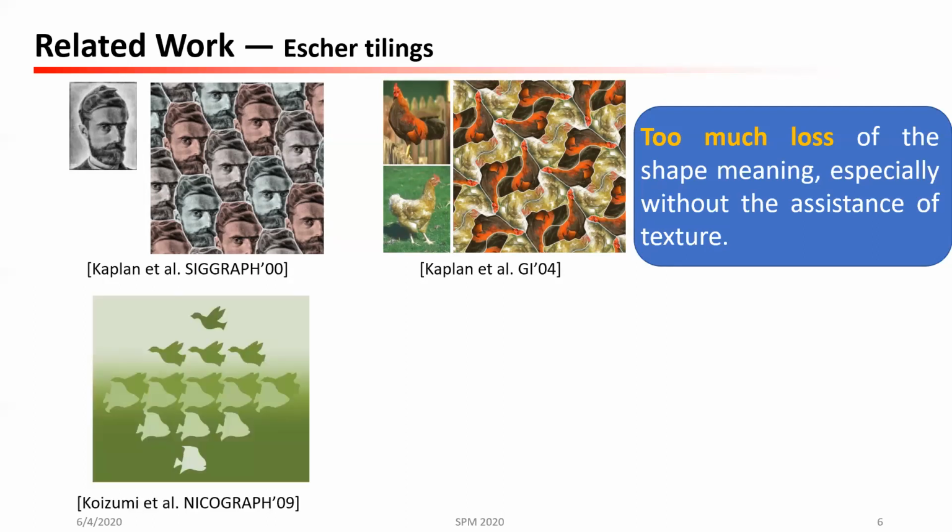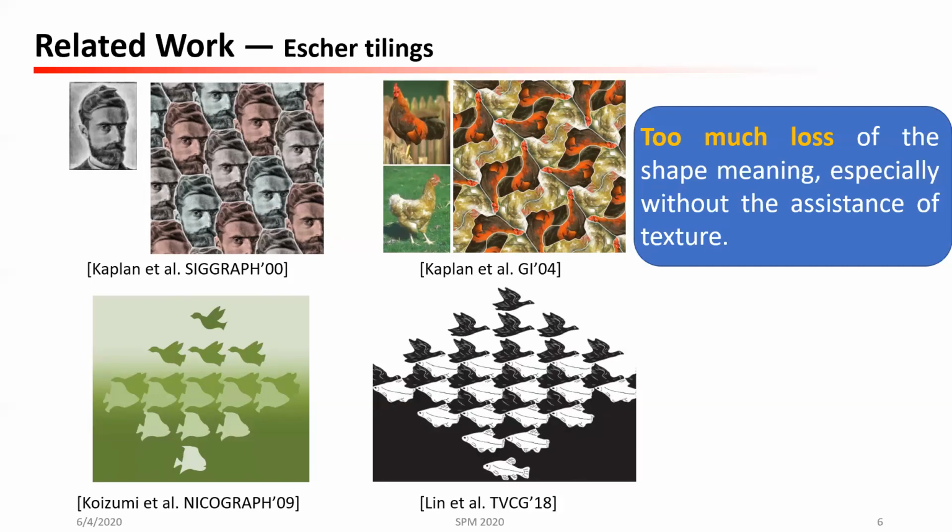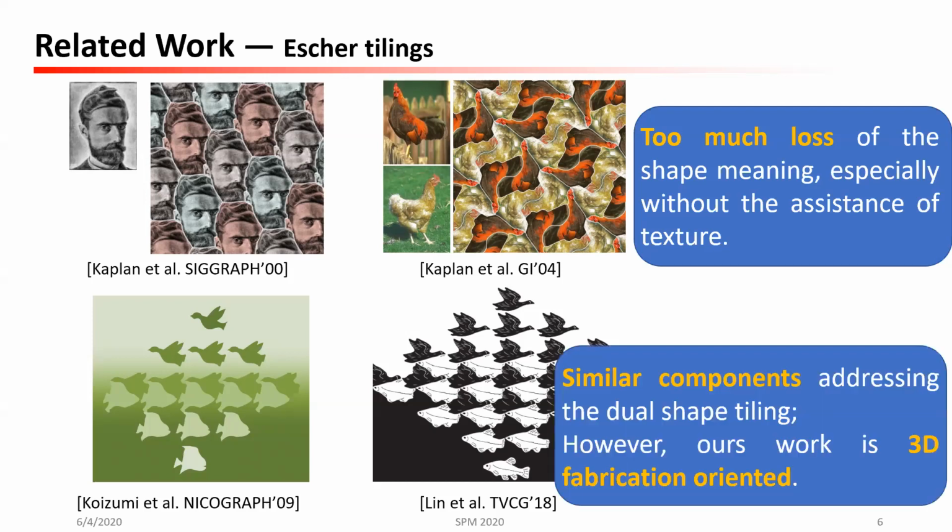Kaplan et al. formulate Escherization tiling as a maximum eigenvalue problem to allow more complex tile shapes. And recently, Lin et al. proposed a framework integrating matching and warping to generate Escher-like tile transformations for dual-shape perception. Our work has similar components addressing the dual-shape tiling. However, ours is 3D fabrication-oriented, accounting for specific printability and application requirements.